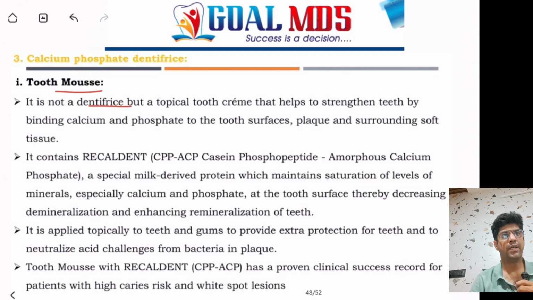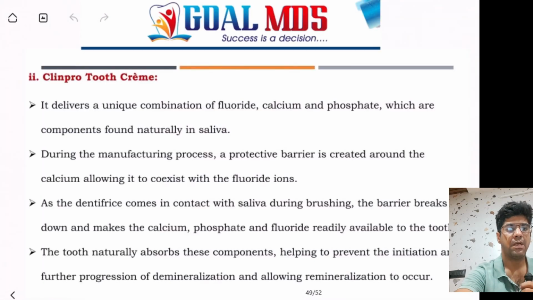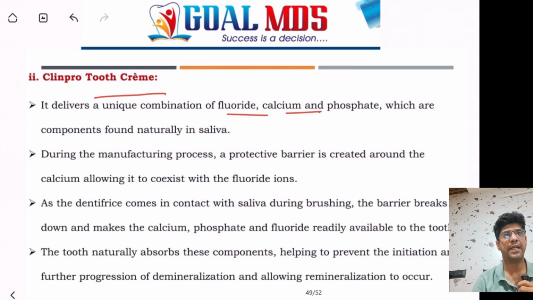Tooth Mousse is not a dentifrice but a topical tooth cream. It contains amorphous calcium phosphate, a compound that can help remineralize the tooth enamel. It provides calcium and phosphate ions that can help repair and strengthen the weakened areas of the enamel. Other is the Clean Pro paste. It contains a combination of fluoride, calcium and phosphate, which are components found naturally in the saliva.